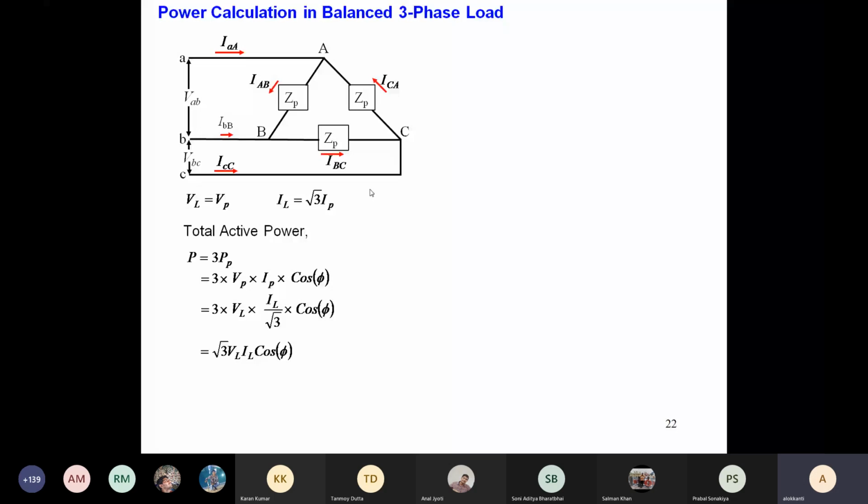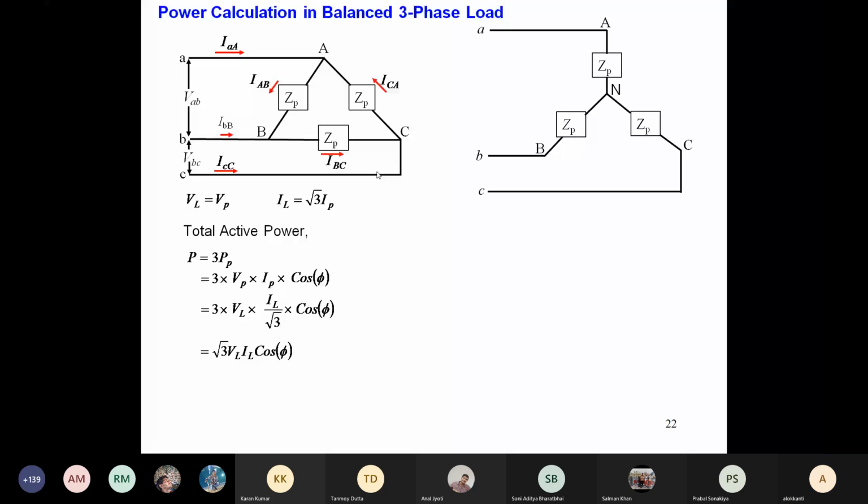This formula is for a delta connected load that we have just considered. Now suppose your load is star connected. This is your line voltage coming from the generator; I am not showing the generator. Again, this is VAB and VBC, and the line voltages CA are also there. Similarly, the line currents are also flowing. But in this case, the load is star connected.